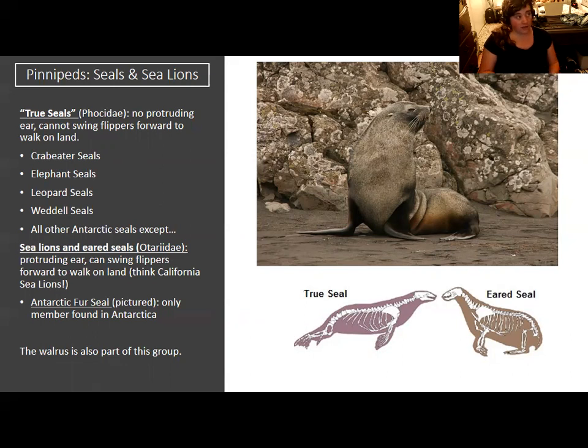California sea lions can do this also. California sea lions are part of the group Otaridae. True seals are Phocidae. Sea lions are Otaridae. You don't need to remember those, but those are the actual scientific names. And the one example of that found in Antarctica is the Antarctic fur seal, which is also the largest pinniped found. They tend to be bigger. As you'll notice, California sea lions tend to be kind of huge.